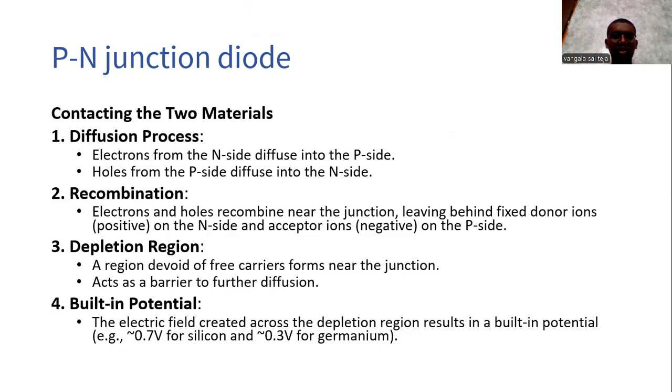Depletion region. A region devoid of free carriers forms near the junction and acts as a barrier to further diffusion. Built-in potential. The electric field created across the depletion region results in a built-in potential. For example, approximately 0.7 volts for silicon and approximately 0.3 volts for germanium.